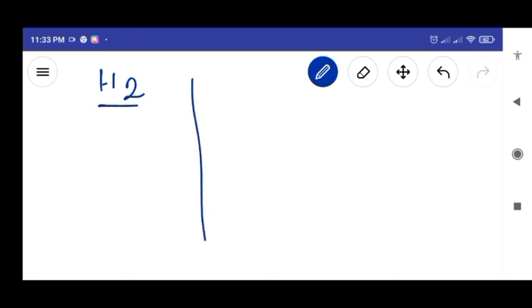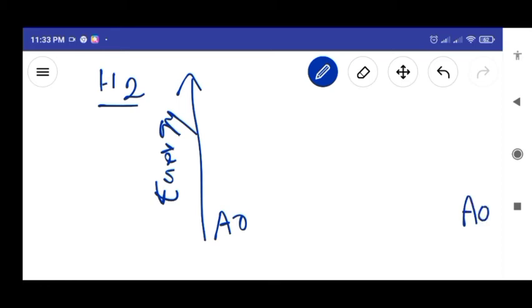So on the y-axis we have to write energy, and on the x-axis the atomic orbitals and molecular orbital will be represented. Here will be the atomic orbitals. We know atoms combine to form molecules, so for two atoms we have to write like this. Then the molecular orbital is depicted here. If we take the H2 molecule, we know 1s1, 1s1, so here atomic orbital 1s1, atomic orbital 1s1.